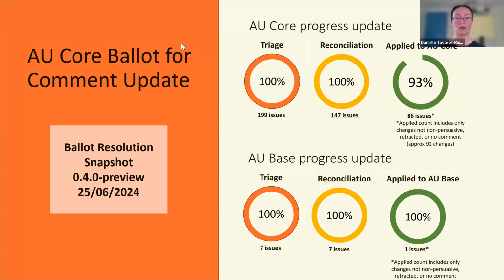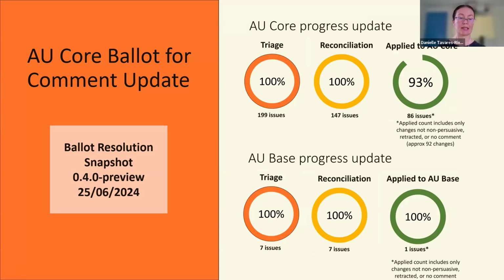So everything to do with our ballot reconciliation from an AU Base perspective has been completed. From an AU Core perspective, we have not only completed triage, but as at that last hybrid meeting, we had completed making decisions on all of our issues that needed to come through us, which was 147. And now 93% of those issues have been applied to AU Base. So there's only a few more to go. We are on track for publishing the next snapshot.